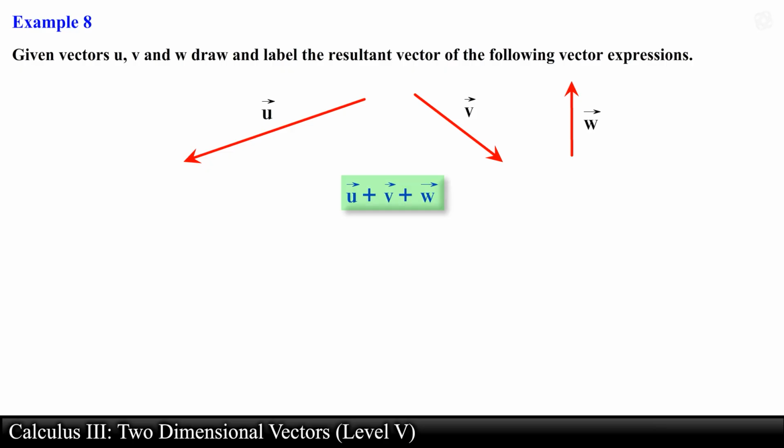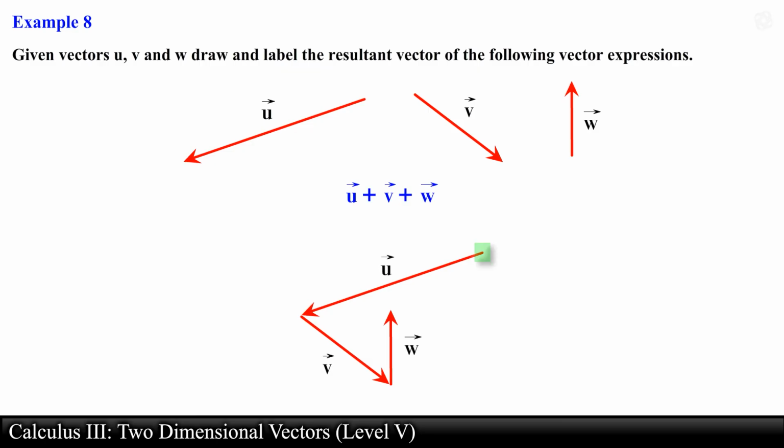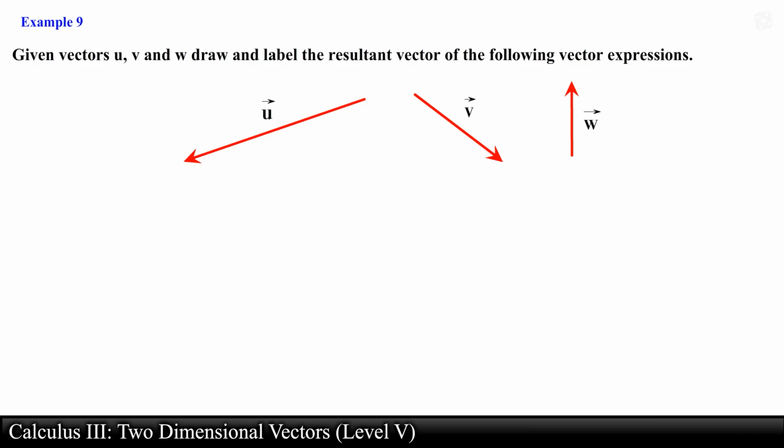Here we are asked to add all three vectors. The best way to tackle these types of problems is by applying the triangle law multiple times. So we essentially need to align the head of one vector with the tail of another vector, one after the other, as follows. The resultant vector will have its initial point located in the tail of vector u, and will end at the head of vector w, as follows. Let's try the next example.